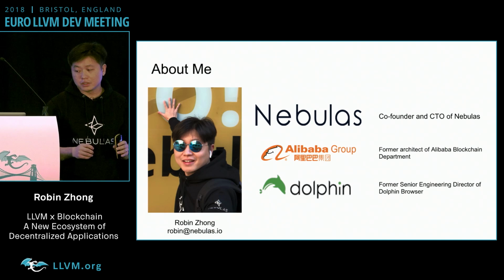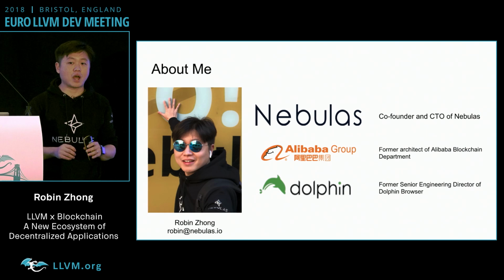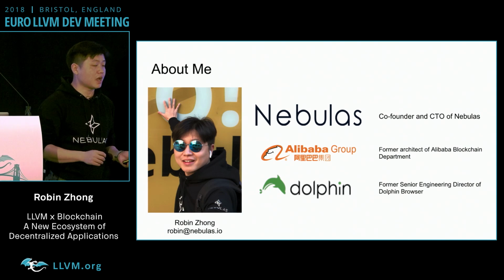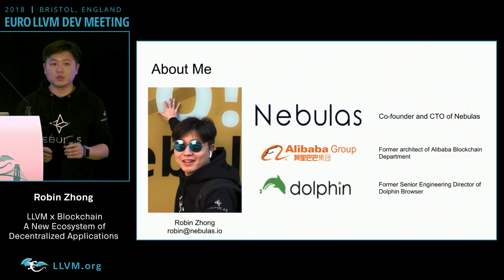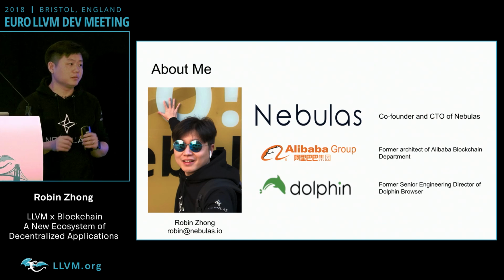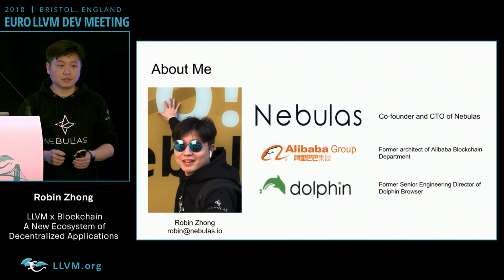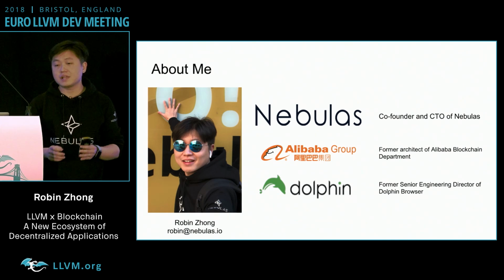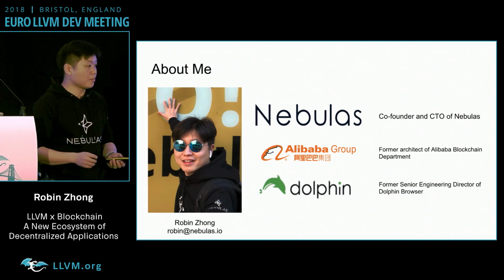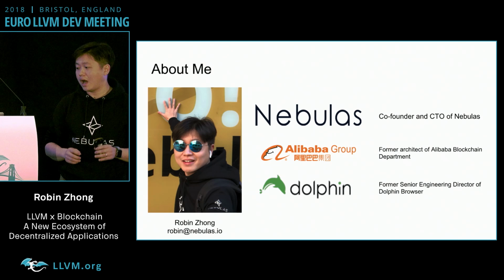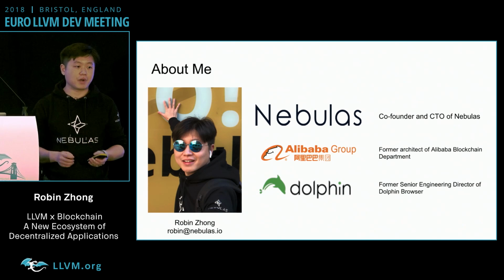I'm Zhong and come from Beijing. We are the Beijing team, and currently we have two offices, one in Beijing and another in San Francisco. Currently we are working on a startup project named Nebulas, a public blockchain project. I am a co-founder and the CTO. Before that, I was the architect of the Alibaba blockchain department, and before that, I was the senior engineering director and vice president of the Dolphin browser.